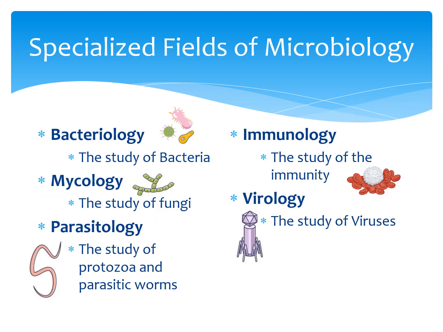There are 5 specialized fields of microbiology. We will talk about all of them in some detail. Starting with bacteriology, this is the study of bacteria. Mycology, which is the study of fungi. Parasitology, which is the study of protozoans and parasitic worms. Immunology, which is the study of our immunity. And virology, which is the study of viruses. As I said, we will talk about the specialized fields a little bit more in depth here in a minute, as well as throughout the semester.